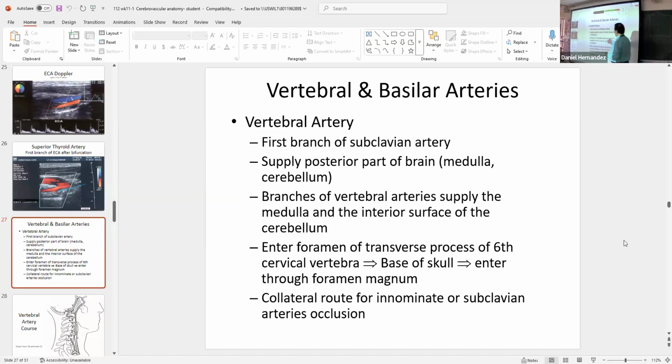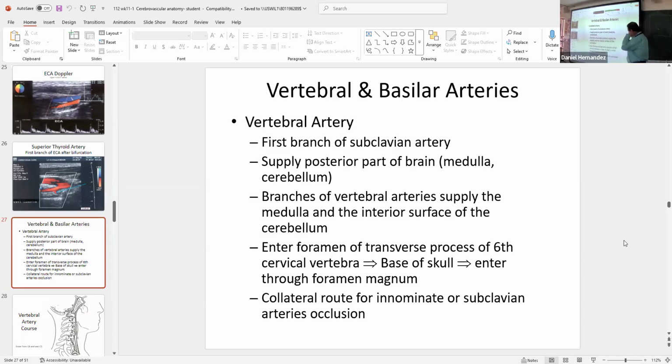Namely the cerebellum, when we start talking about stroke symptoms, things that affect balance and coordination, we're thinking posterior circulatory pathways. Branches of the vertebral artery supply the medulla and the inferior surface of the cerebellum. The vertebral arteries enter the foramen magnum of the transverse process of the.